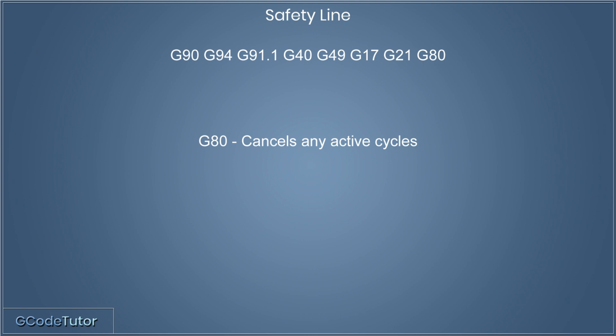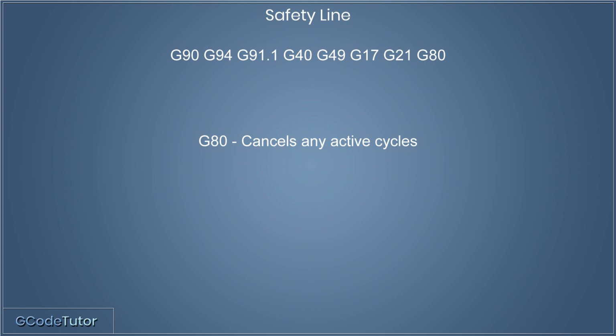Finally, we have our G80. This cancels any active cycles that are currently working inside the machine. Now, usually we would cancel these at the end of the cycle when we're finished with the cycle. But an example of where we would use this is if we had to stop the machine during a cycle, that cycle would still be active. So if the machine reads this line, it would cancel the cycle before it carries on.